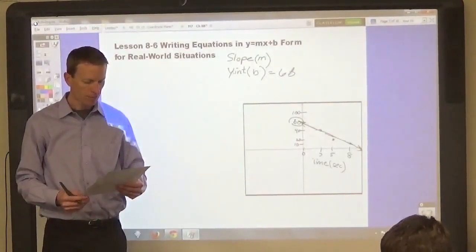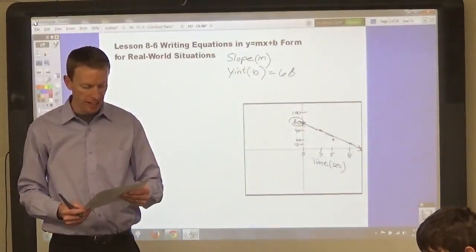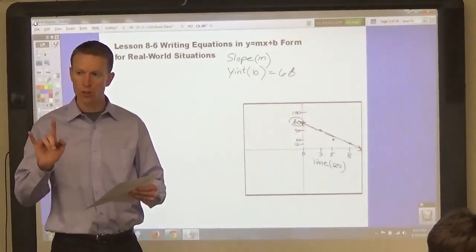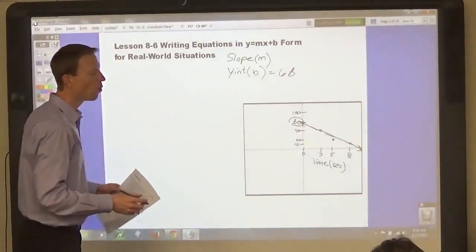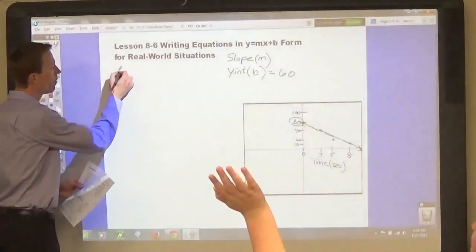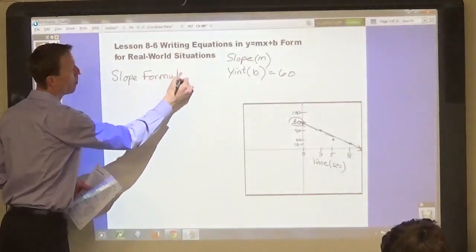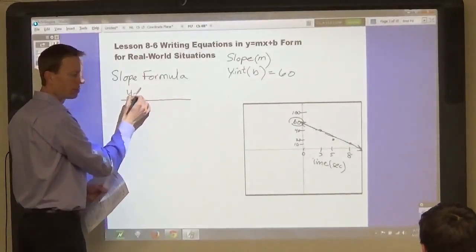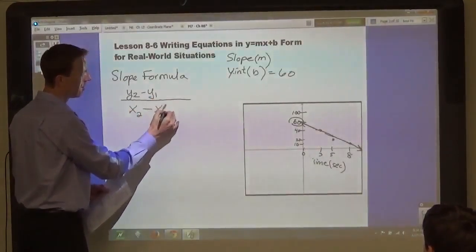All right? So, when the time is 0, the speed is 60. Write an equation with the y-intercept being 60, and then use two of the points that we drew the line through to find the slope. How do you use 2 points to find the slope? What is the slope formula? Do you remember? It starts with y2 minus y1 over x2 minus x1. Right, good.